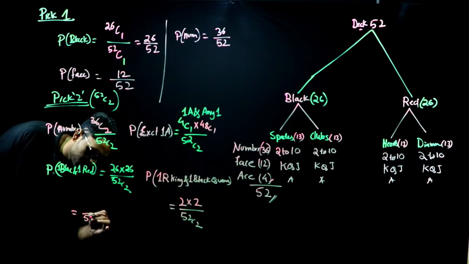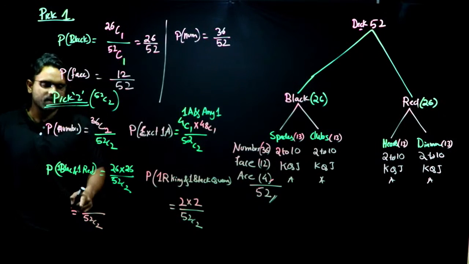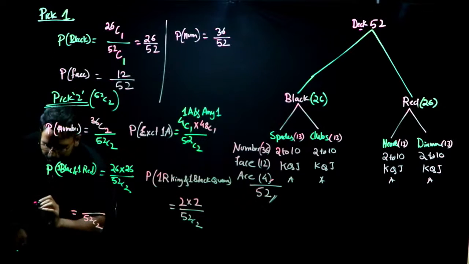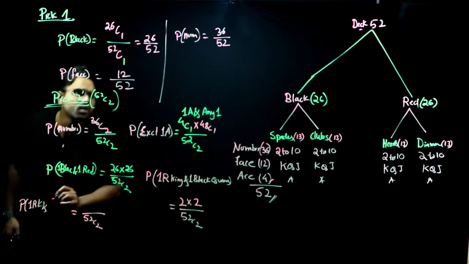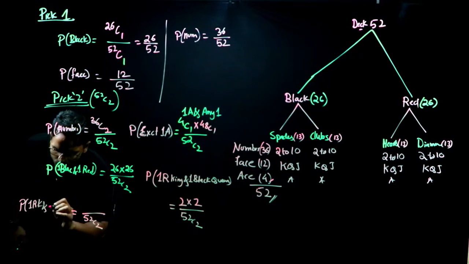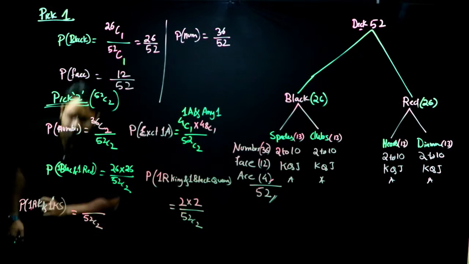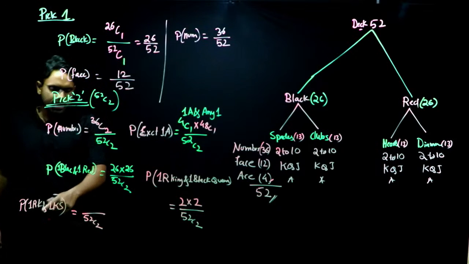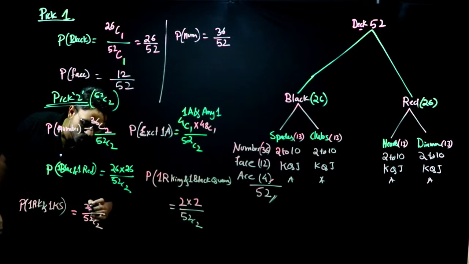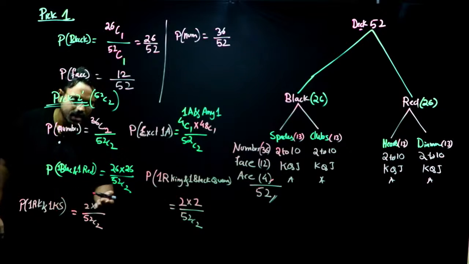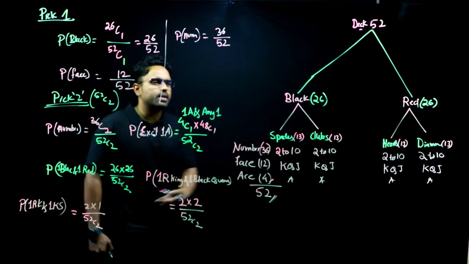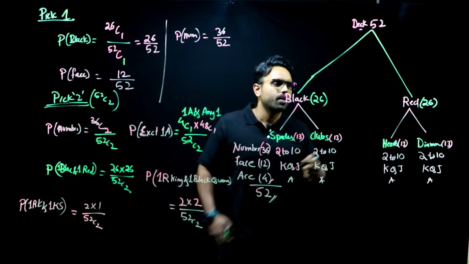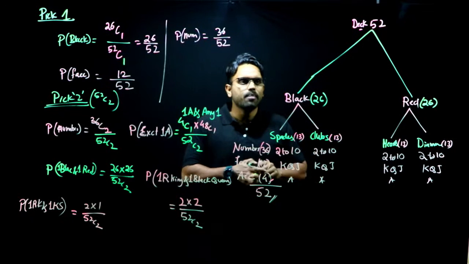Just check it out. 52 C2 total number of cases. Venkatesh's question is the probability of one red king and one king of spades. One red king, how many? 2 C1, which is nothing but 2. One king of spades, there will be only one king of spades. I can select in only one way. Yes? Able to follow everyone?